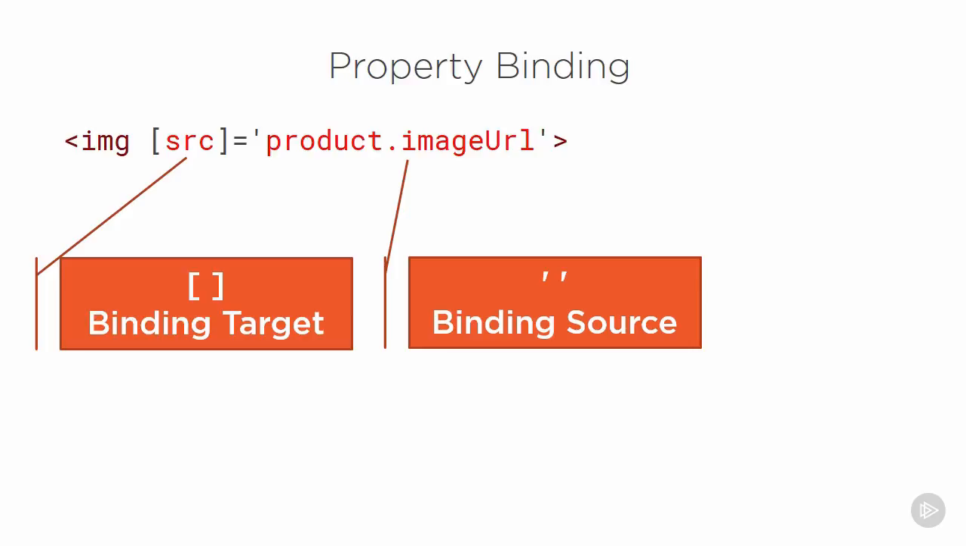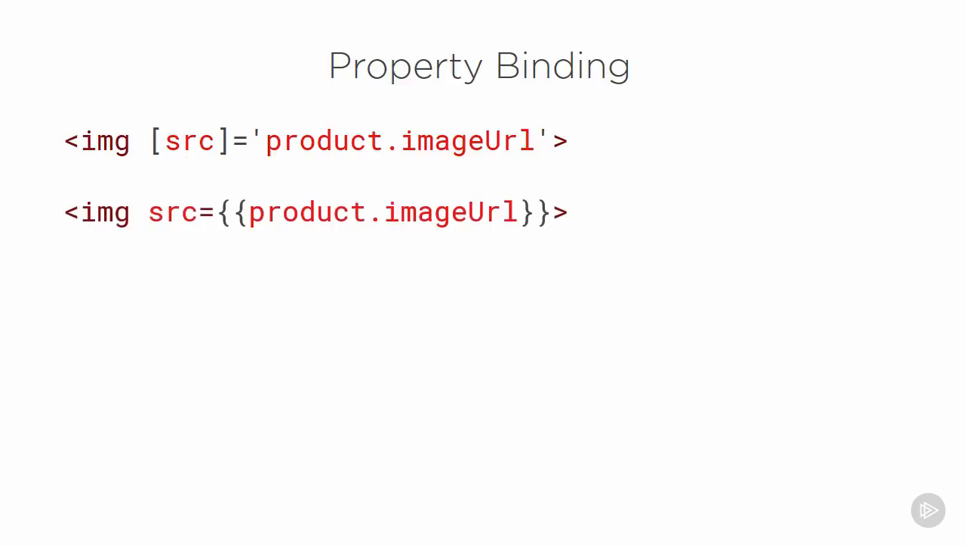expression. For comparison, here is a similar binding using interpolation. Note that in this case, the element property is not enclosed in square brackets, and the template expression is enclosed in curly braces with no quotes. Like interpolation, property binding is one way from the source class property to the target element property. It effectively allows us to control our template's DOM from our component class.